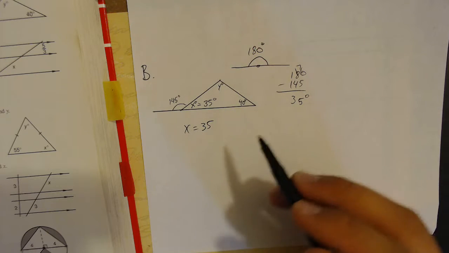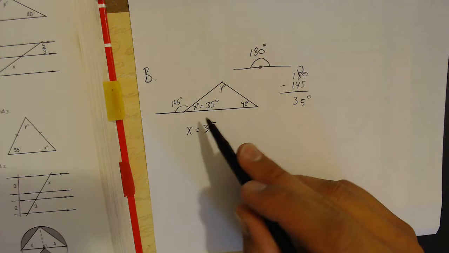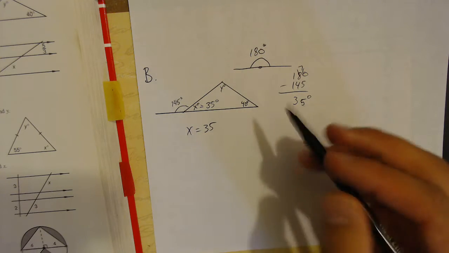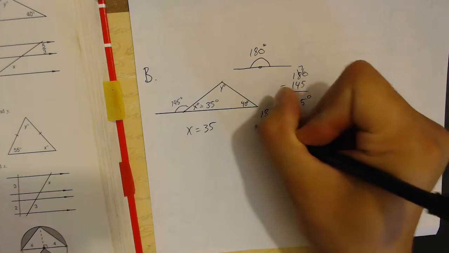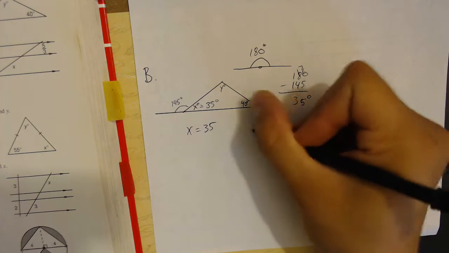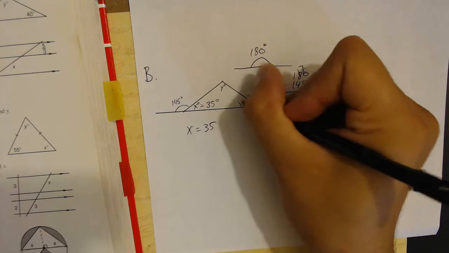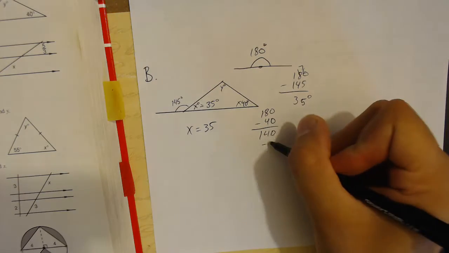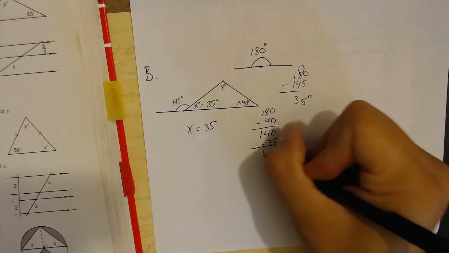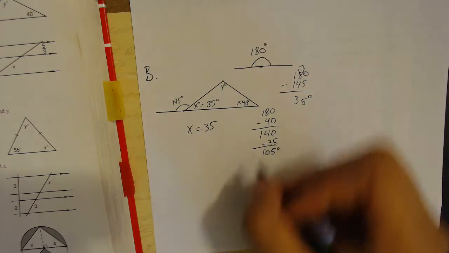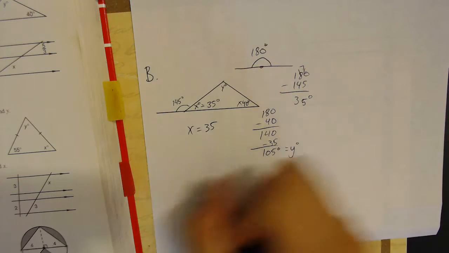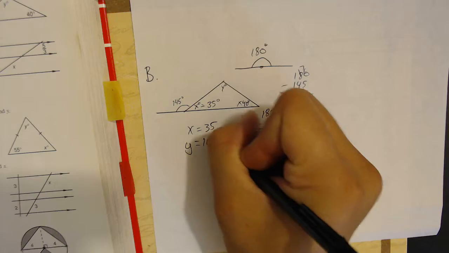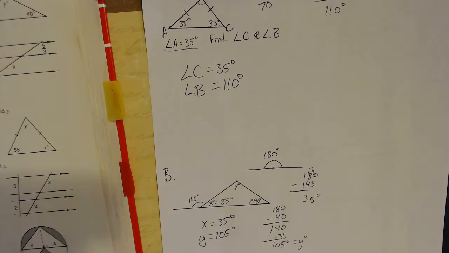Now we'll go back to our knowledge of triangles, which is that all three angles must add up to 180. So if we take 180 minus 40, that gives us 140, so that one's done. Then we have to subtract the other 35, which gives us 105 degrees for angle Y. So then Y equals 105. And if you wanted to check your answers on either one of these problems, you just have to add up all three angles and make sure that they come out to 180.